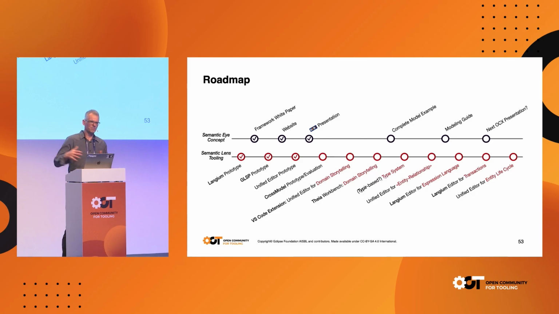So over the next months or years, I will first evaluate whether that cross-model works for me, and then I will start implementing the domain storytelling editor, because that's what I need for my daily work. And then I'll add the type system on it, entity relationship diagrams, state machines, expression languages, and so on. I've already built this with Xtext about 7 years ago, but that's the plan.